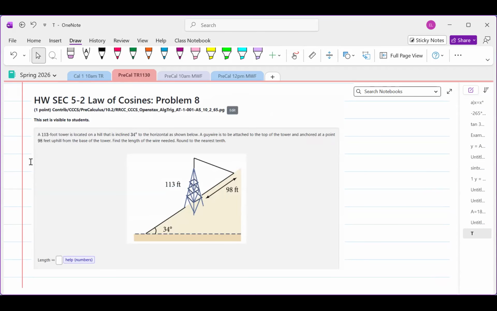So our weird diagram here, we've got a tower located on a hill, and the hill is a 34-degree incline to the horizontal. A guy wire is to be attached to the top of the tower and anchored at a point 98 feet uphill from the base of the tower. We need to figure out how long the wire is going to be.